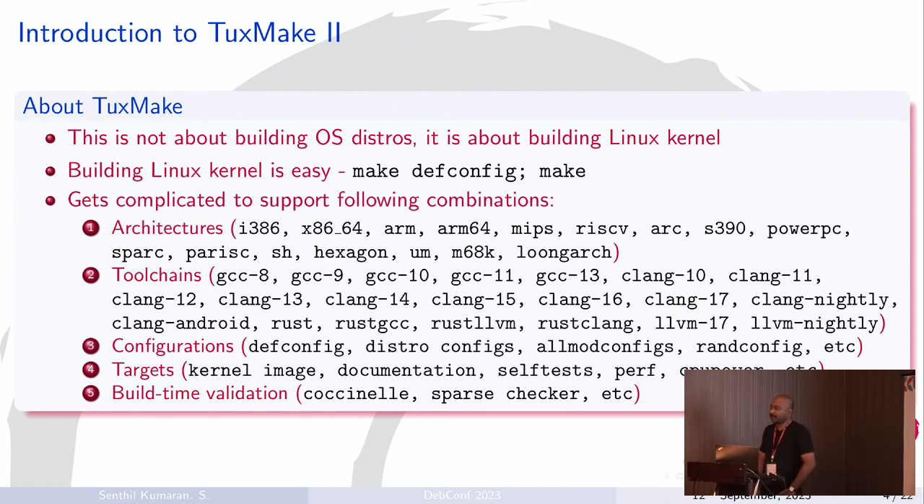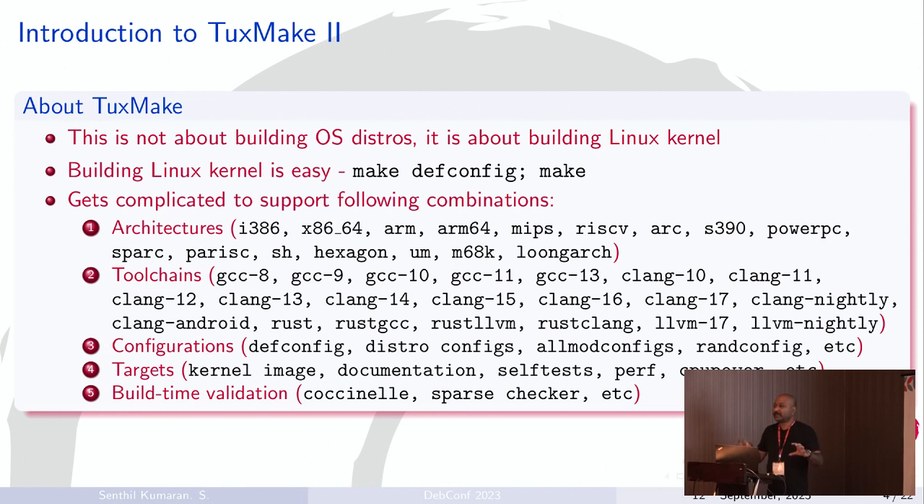And there are too many configurations. The configurations like defconfig, distro configs, allmodconfig, randconfig, and whatnot. There are different things and targets. So you can build a kernel image, you can build the DTBs, you can build the modules. There are different things, and apart from that, there are build-time validations. So it's similar to the make check which happens, and there are different tools for that. So when we combine all these five things, which are listed over there, now there are too many combinations.